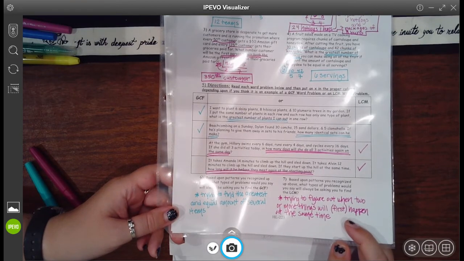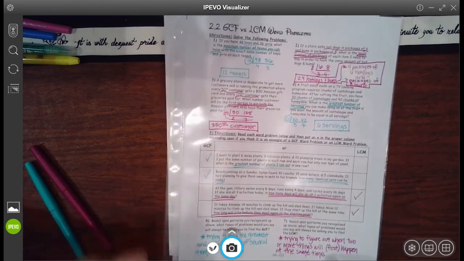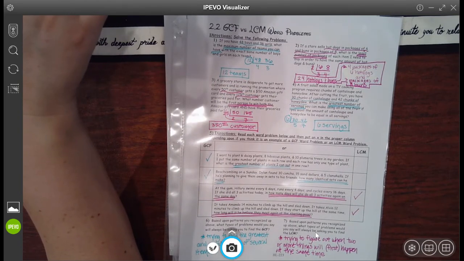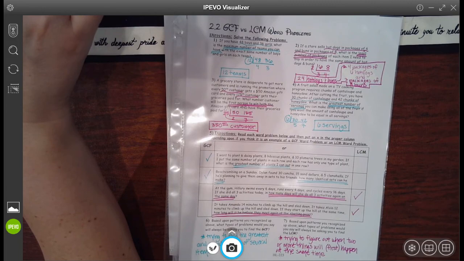All right, and hopefully that helped you a little bit determine the difference between GCF and LCM when you're dealing with word problems. Congratulations, my little mathematicians, you got this.